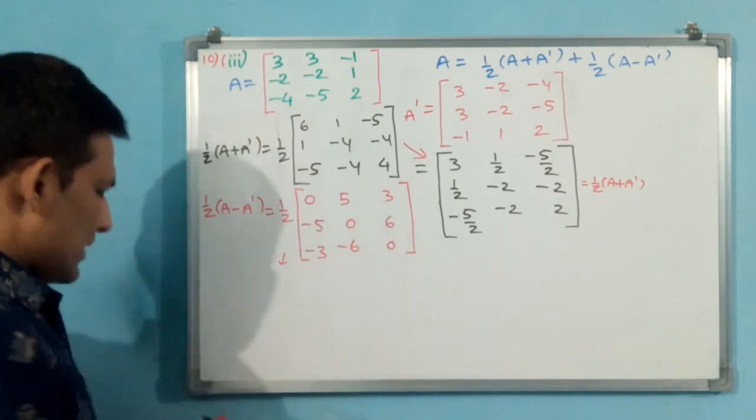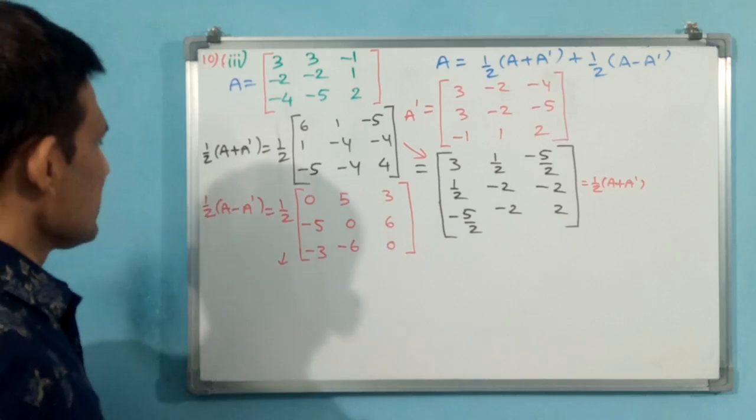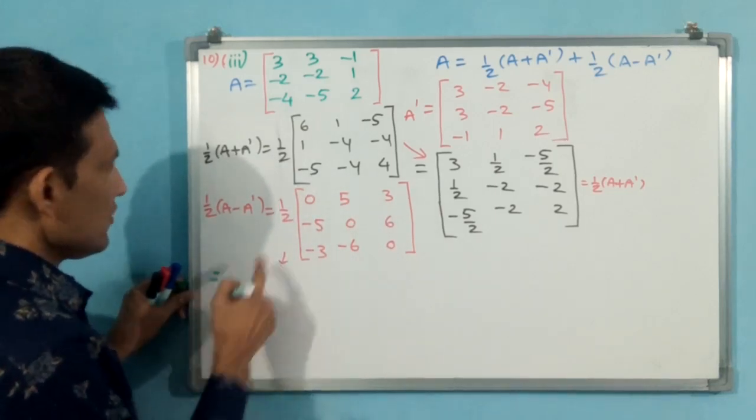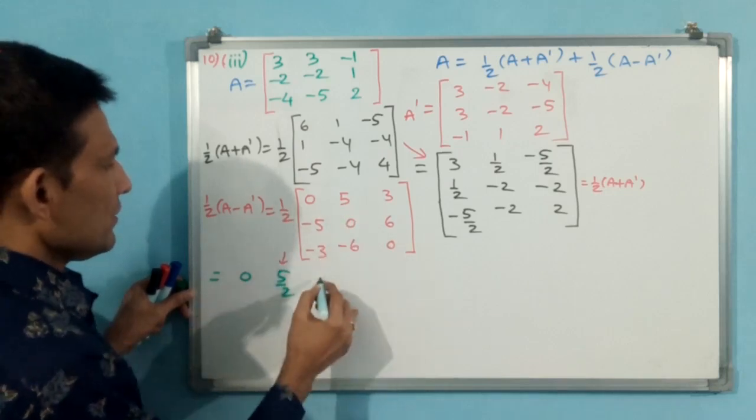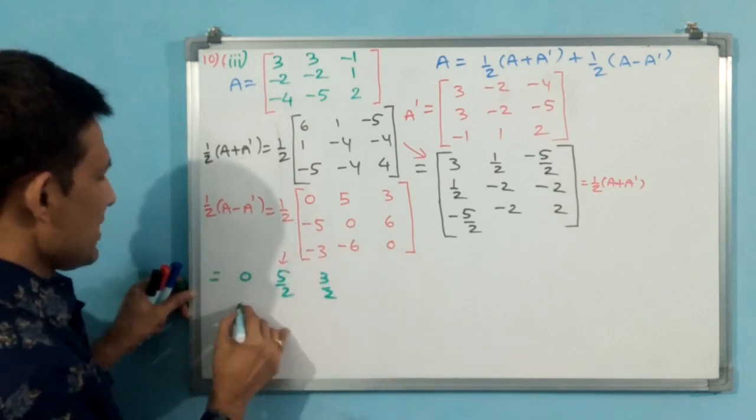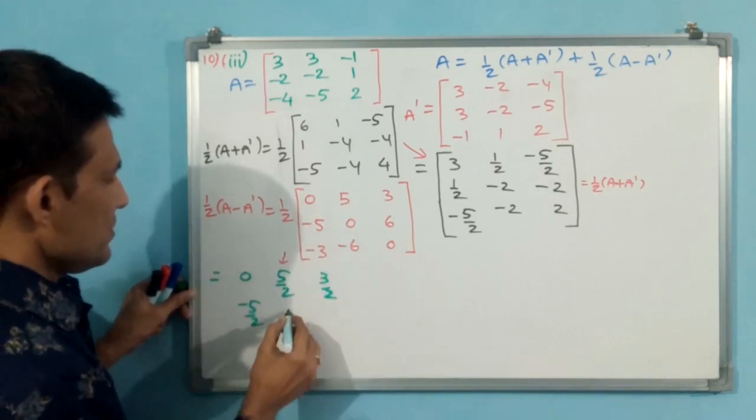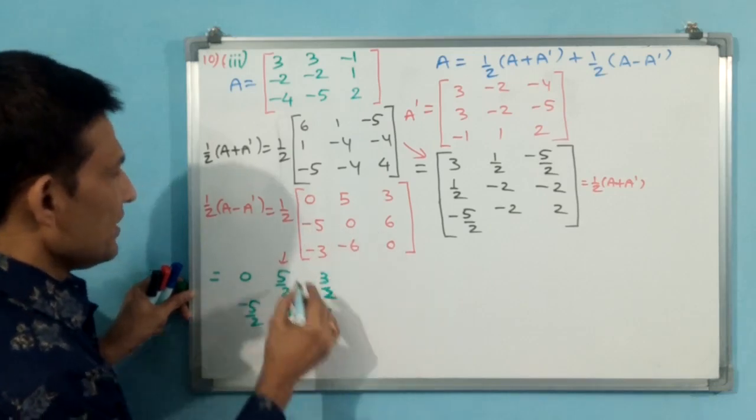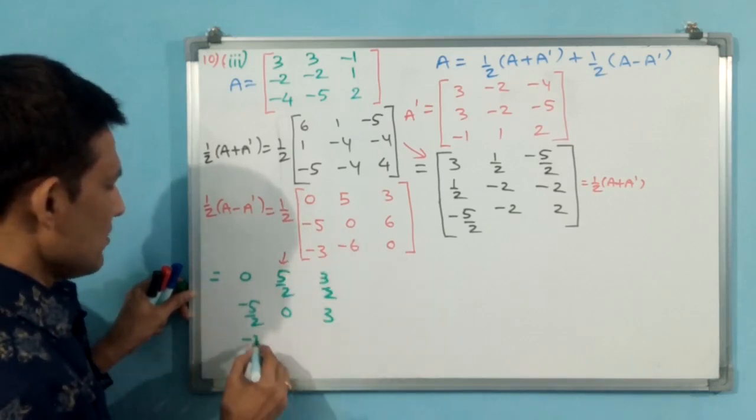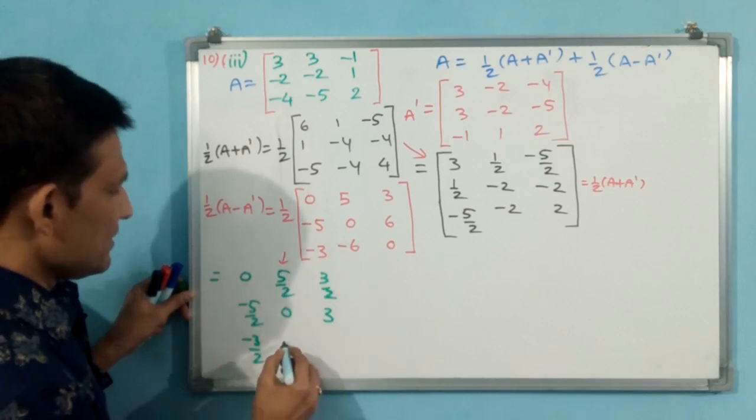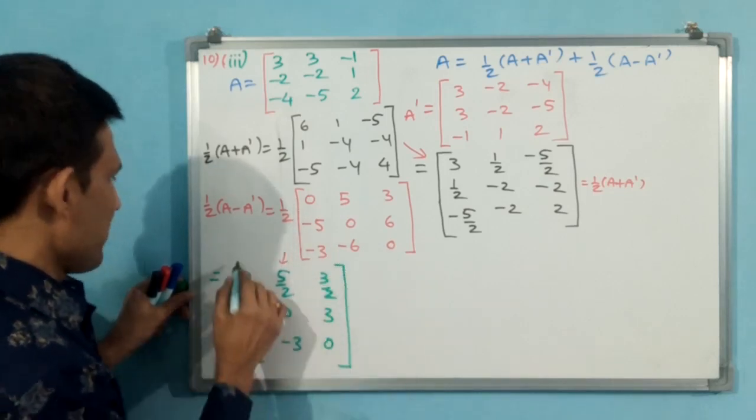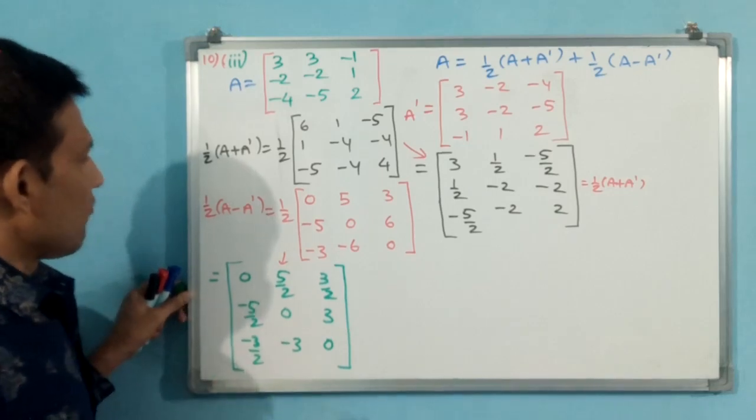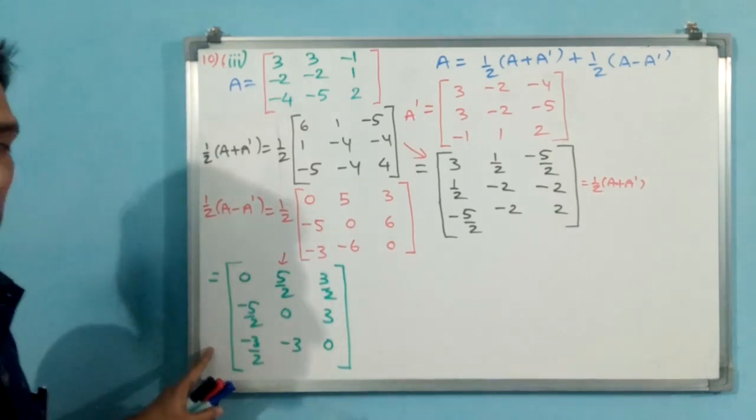Okay, let us send 1 by 2 inside also. We have not yet finished this. That is equal to 1 by 2 sent inside, meaning 0, 5 by 2, 3 by 2, minus 5 by 2, 0, 6 by 2 means 3, minus 3 by 2, minus 6 by 2 means minus 3, 0. What is it? 1 by 2 A minus A transpose.